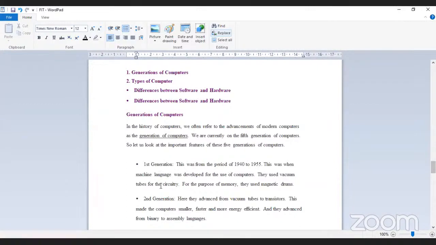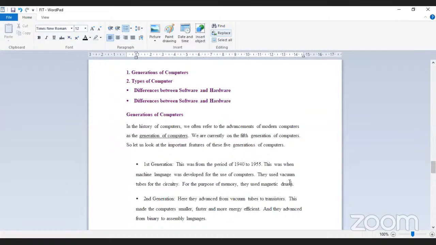Next, you heard about ICs, right? Integrated circuits. In the first generation, what did they use? Vacuum tubes, for circuitry. And the next point is what? They used memory devices such as magnetic drums.